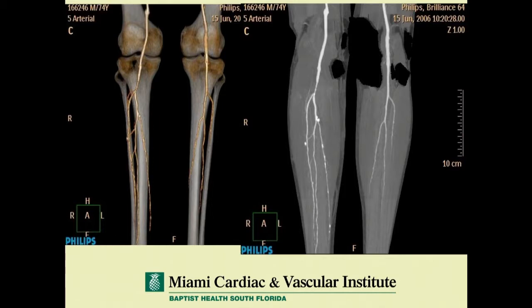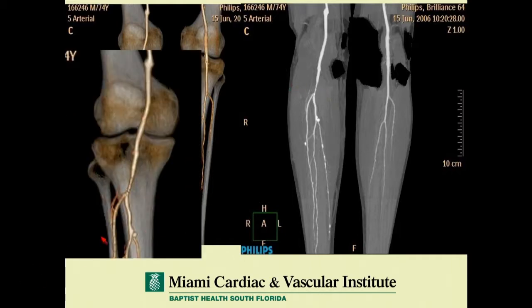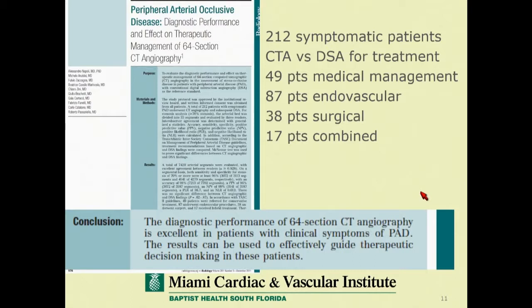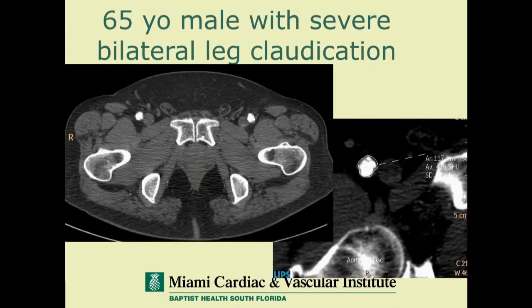Here's a particular patient that had a bypass, a distal popliteal bypass, and you can see here on CTA how well correlated it is to the angiography. A paper was written looking at if we had a CTA and compared it to diagnostic angiography, how well do we do at triaging that patient to surgery or endovascular procedures? And it basically showed the CTA does very well in this particular group.